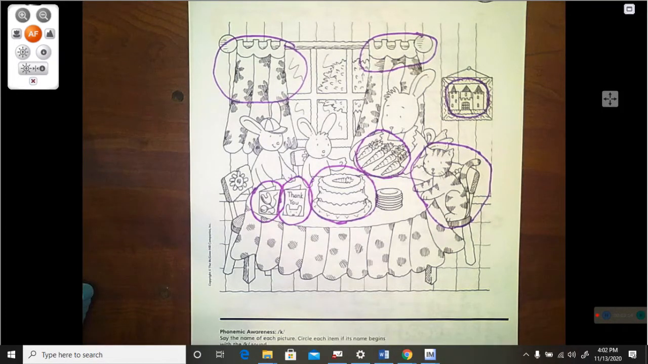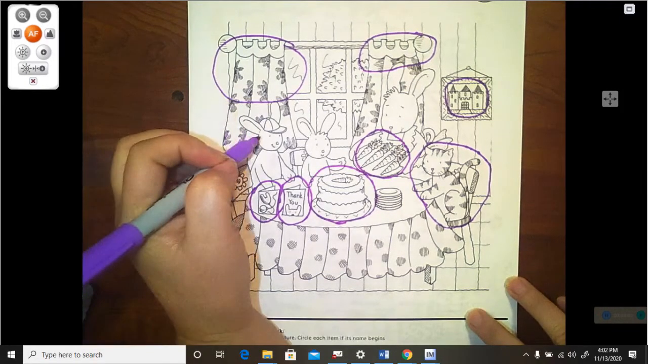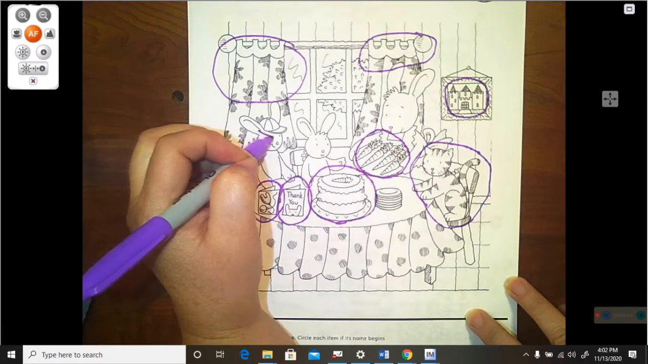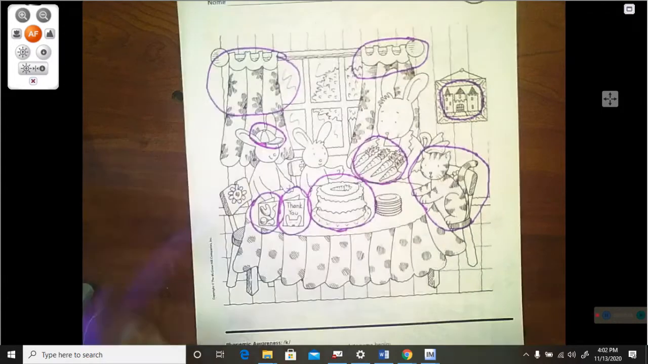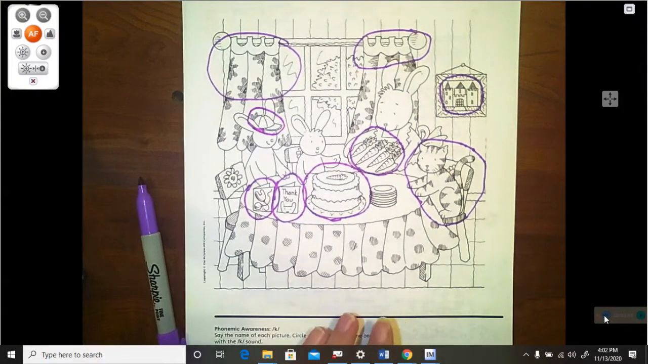Now, I see one more thing that begins with the k sound. Can you see what it is? I'm not going to give you a hint at first. What else might begin with the k sound? Okay, are you ready for a hint? It is on one of the heads. Oh, that's a big hint. Look right here. This rabbit is wearing a cap on his head. Cap begins with the k sound.